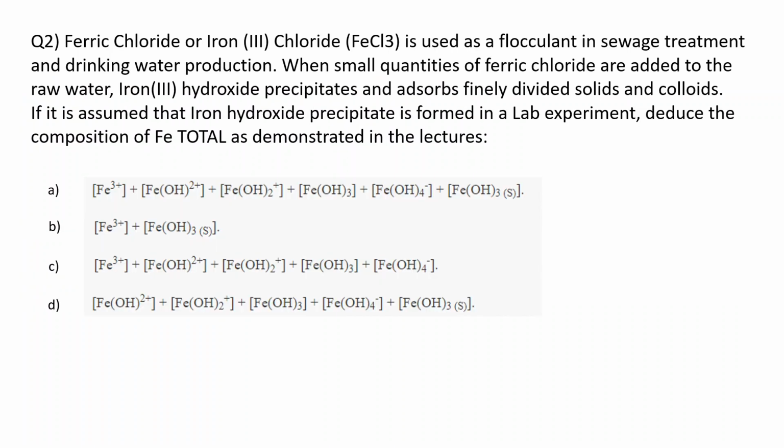Coming to question number 2. Ferric chloride, or iron(III) chloride, that is FeCl3, is used as a flocculant in sewage treatment and drinking water production. So when there are many colloidal particles in the water, then we use ferric chloride. Mostly it is used in sewage treatment, and for drinking water production we use alum.